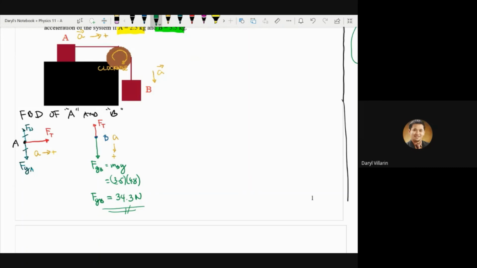So now I'm gonna go to the net forces. So net force on A. So what are the forces along A? So the net force on A, if you can see, is only affected by FT. And how do you know that one? Well, if you can see, that's FT. Okay.